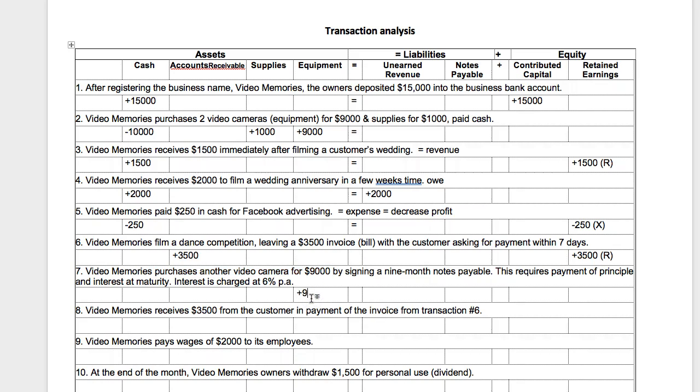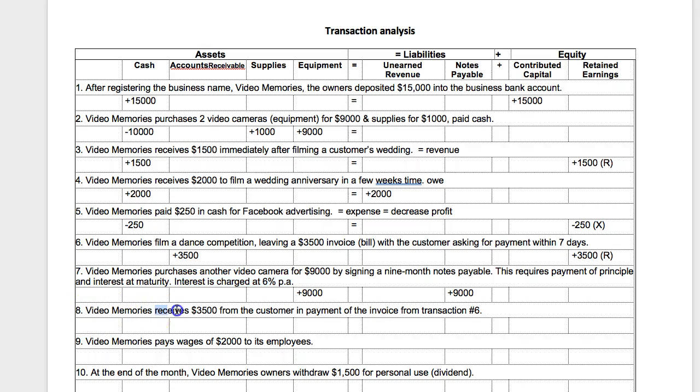So we are going to increase the equipment for $9,000. And it says by signing a 9-month note payable. So this means we have bought the camera, but we have not paid for it yet. We owe the money. This is a liability for the business. And we're going to use notes payable because that's what it says here. Notes payable is just a contract that you sign. It gives you the due date and it also requires you to pay some interest as well. They give you details about the interest, but we don't need that at the moment. That's something we'll use later on in next week's lecture.